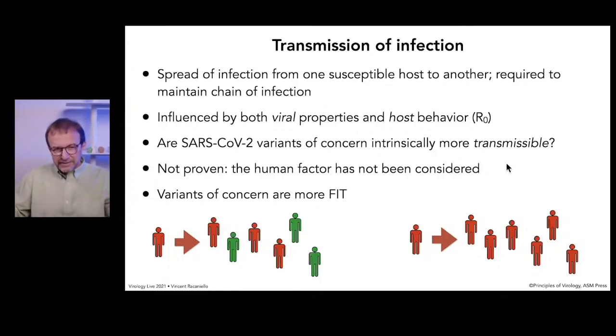But once we have gone through this reproduction in a host, which we've just talked about up until the tissues, the virus then has to find a new host. So it has to be transmitted. The transmission is the spread of infection from one host to another. And of course, you need to do that to maintain a chain of infection. It's influenced by the virus and by the host, and that's why the R naught is a combination of both.